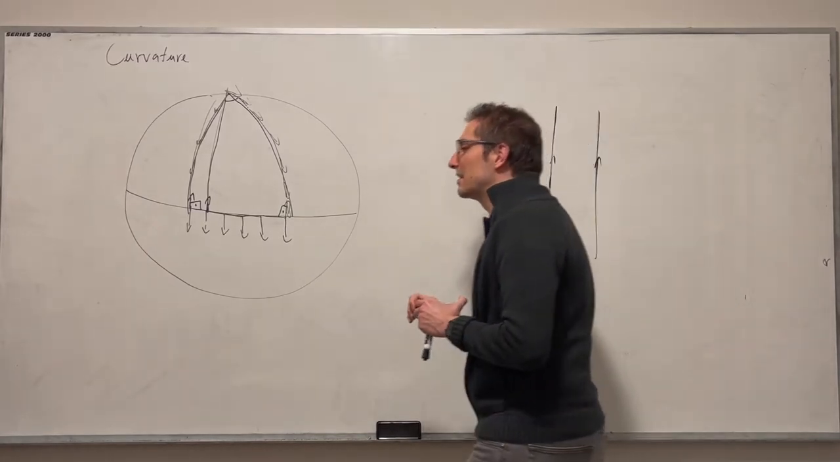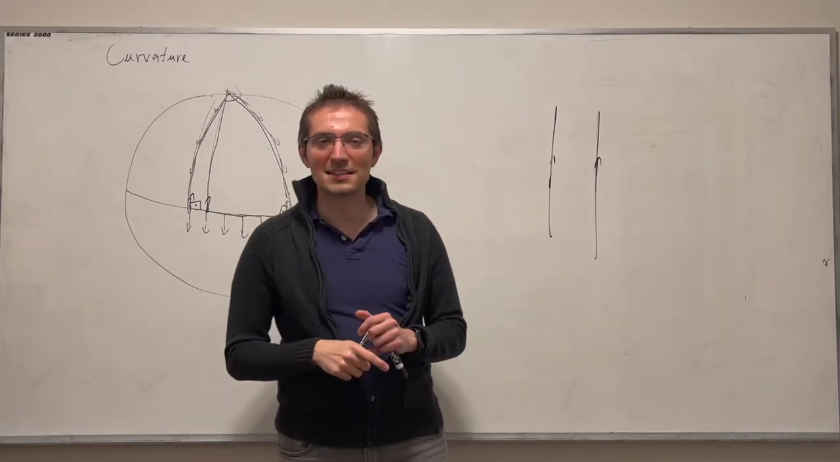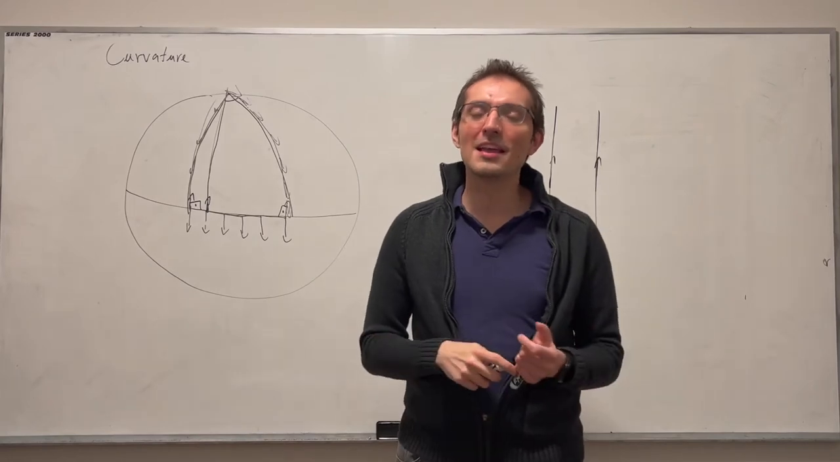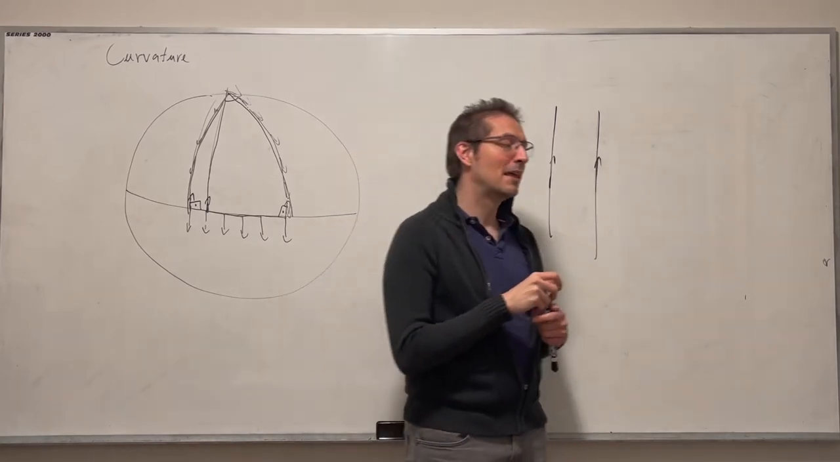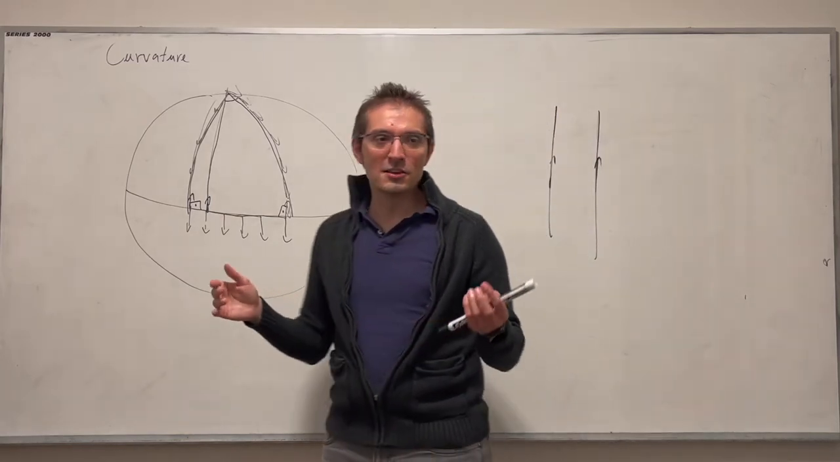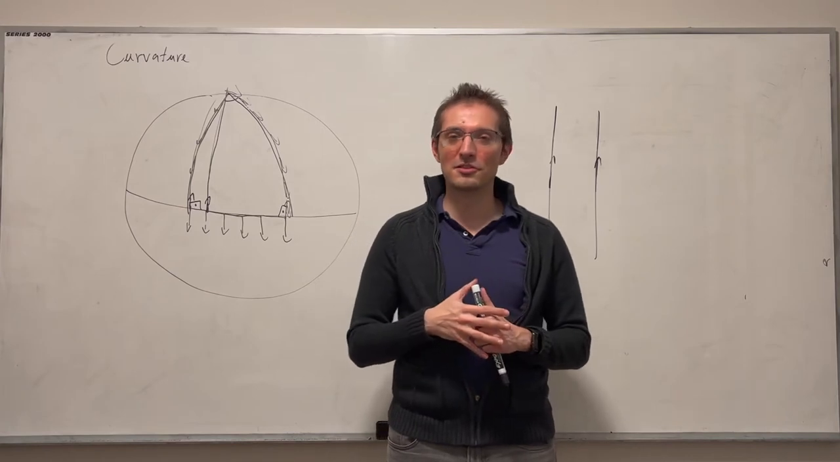So if you have something like that, if two geodesics which start parallel get closer, that is a sign that you have curvature. Two geodesics getting closer or further away, that is a sign that you have curvature. Now, of course, we don't have a metric here, so therefore we don't have a notion of distance. So what do you mean by getting closer or further away? Well, we'll see it, because we can build the notion of curvature.